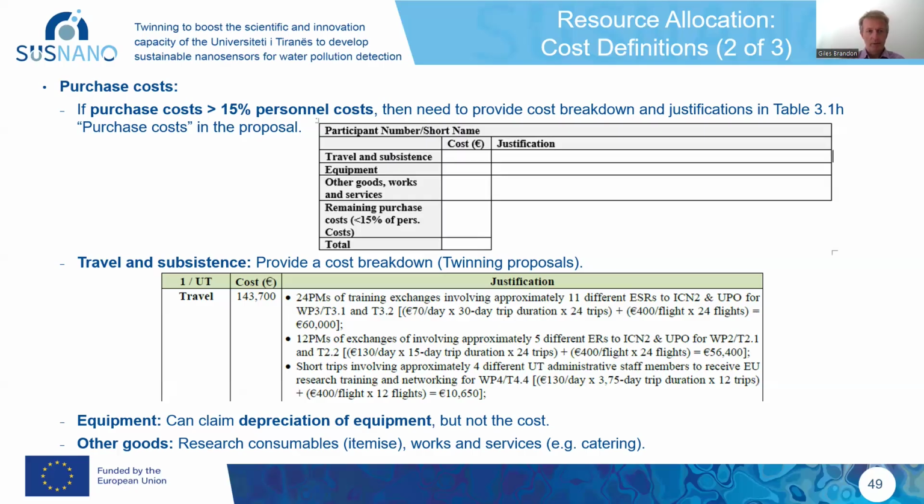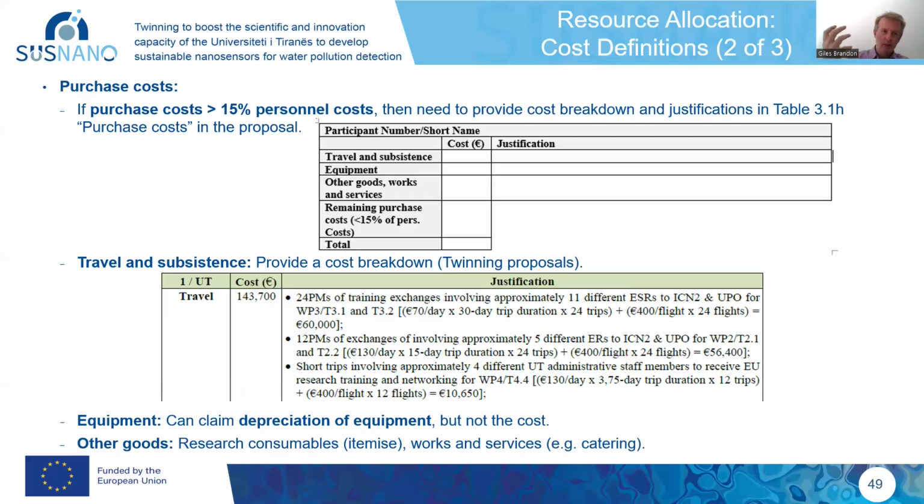If you have exceeded the 15%, then yes, go through what are the different items you have. If, for example, you have travel and subsistence costs, you need to give some kind of breakdown. Here I give an example from the twinning proposal, such as SUSNANO. Because with these twinning projects, as the name suggests, it involves a lot of twinning, a lot of exchanges between partners. As a consequence, we had quite substantial travel budgets. They represented quite a large part of the overall budget of the project.